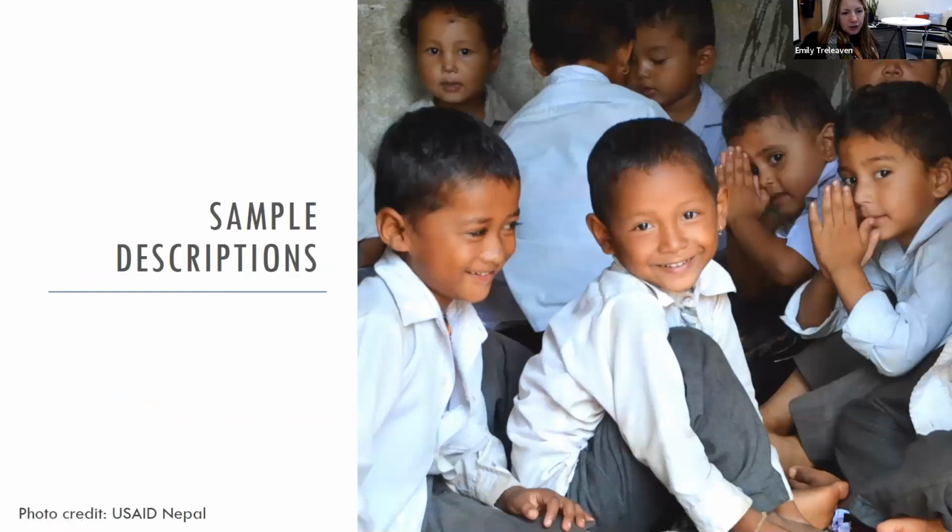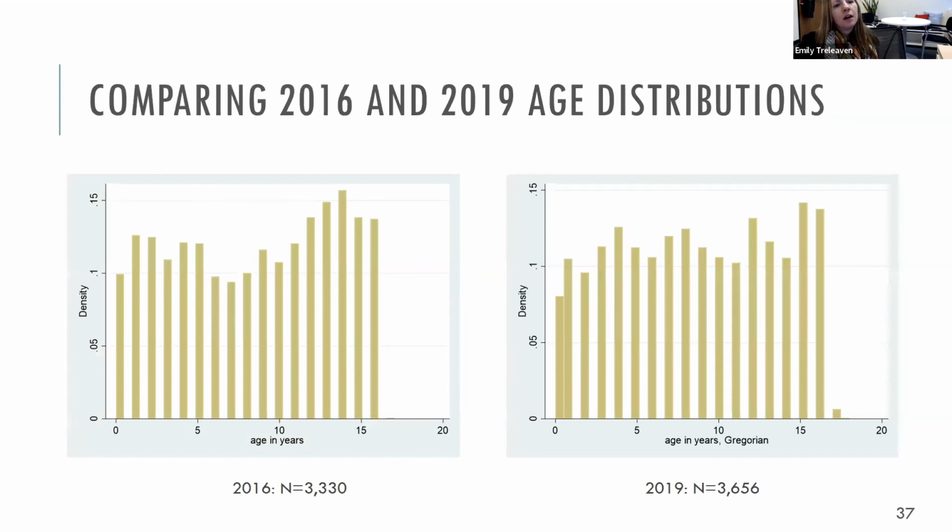All right, so I'll now turn to describing some of our sample and some of the outcomes. Comparing the overall age distribution across the 2016 and 2019 samples, they're pretty similar, but we might see some evidence of declining birth cohorts in 2019. I think that'll be something interesting to watch.